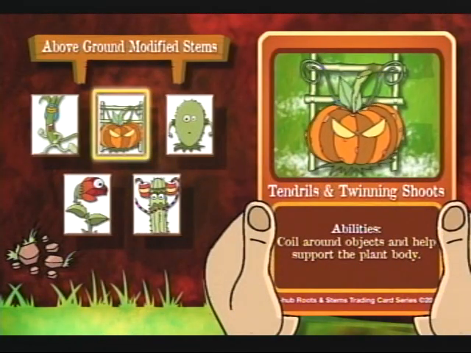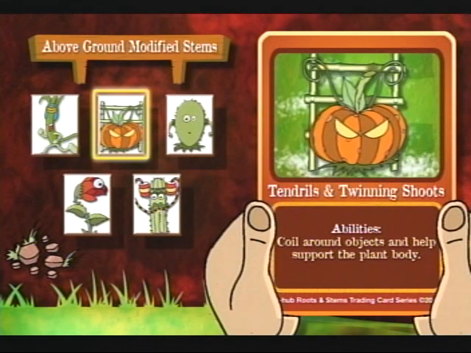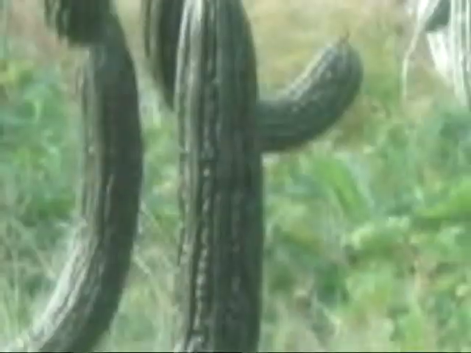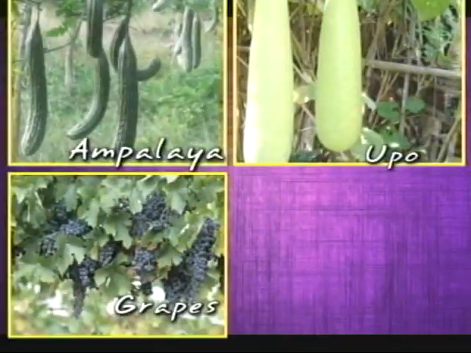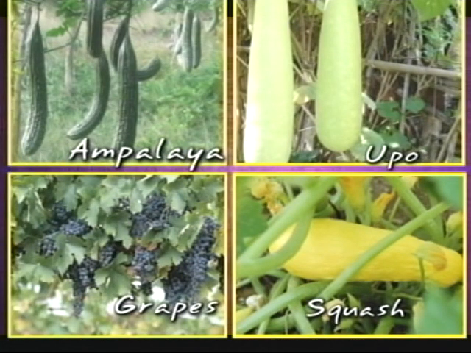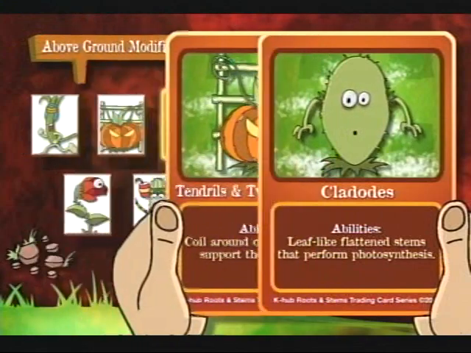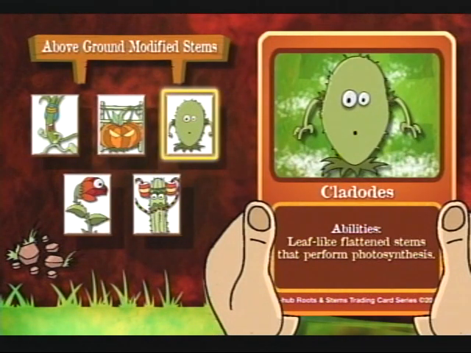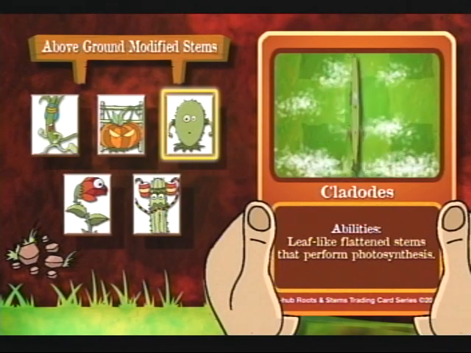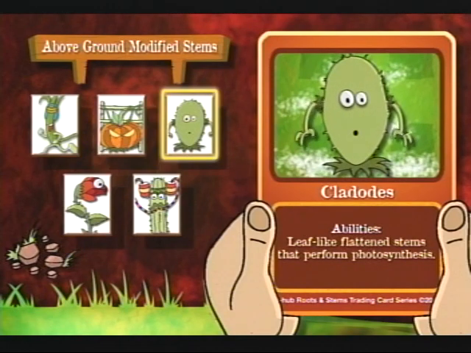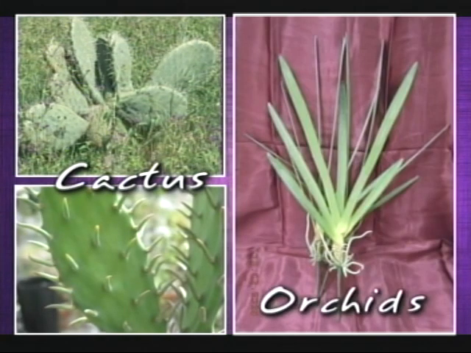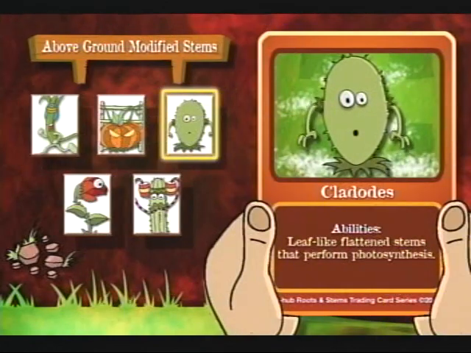Tendrils and twining shoots coil around objects and help support the plant body. Examples of plants with tendrils are ampalaya, upo, grapes, and squash. Cladodes are modified leaf-like flattened stems that perform photosynthesis. Plants with cladodes are cacti and orchids.